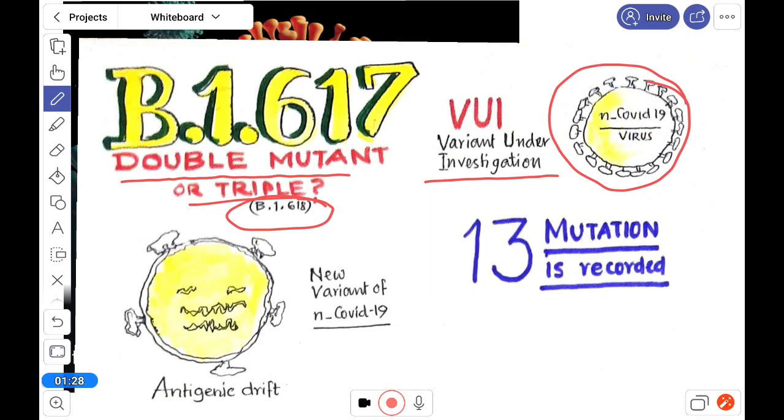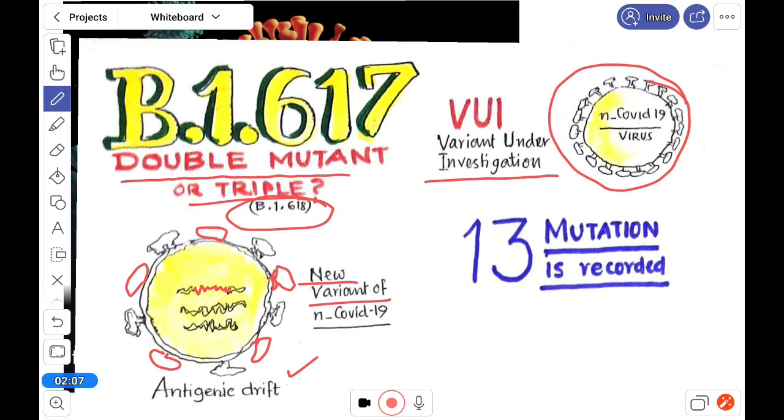Variant means that some mutation takes place. Suppose some changes occur, which are shown here in black, and here I have shown red. It means something is different, some changes in the spike protein. This may occur, and this is called antigenic drift. And this is the new variant, shown here roughly.